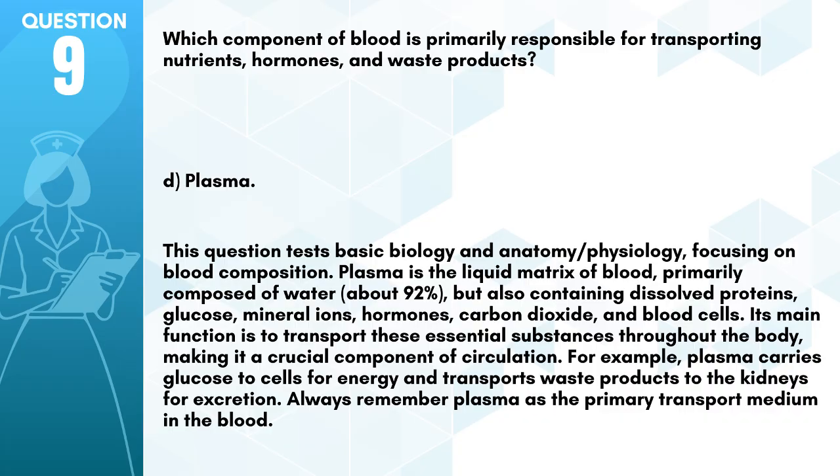Its main function is to transport these essential substances throughout the body, making it a crucial component of circulation. For example, plasma carries glucose to cells for energy and transports waste products to the kidneys for excretion. Always remember plasma as the primary transport medium in the blood.